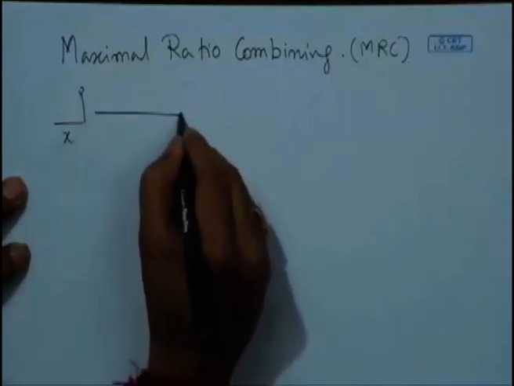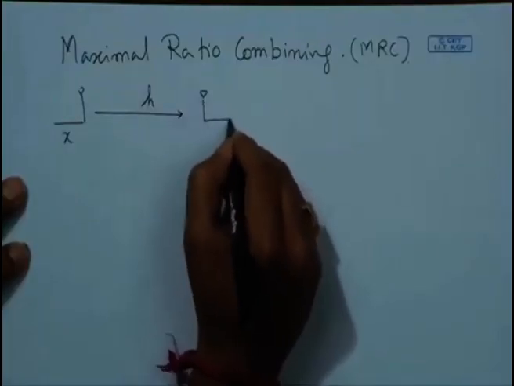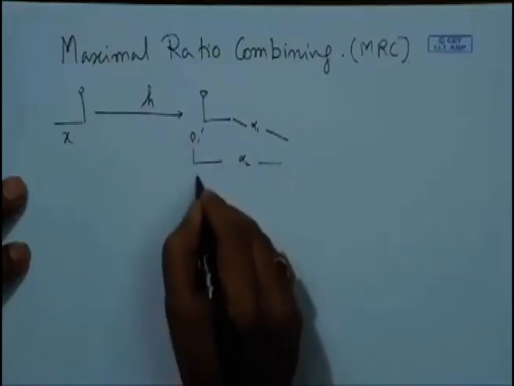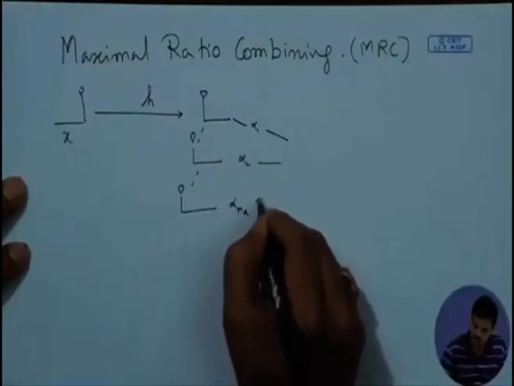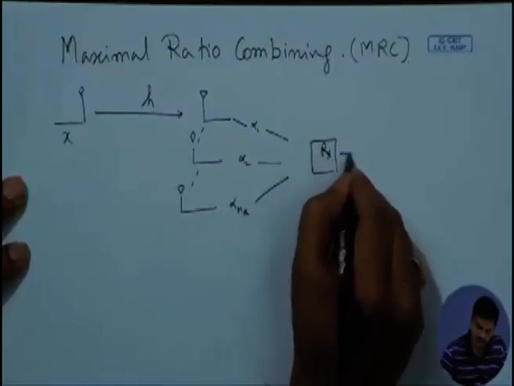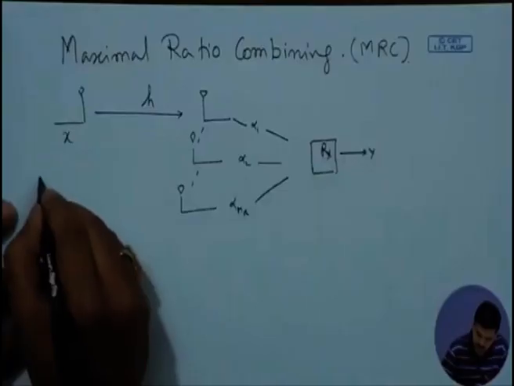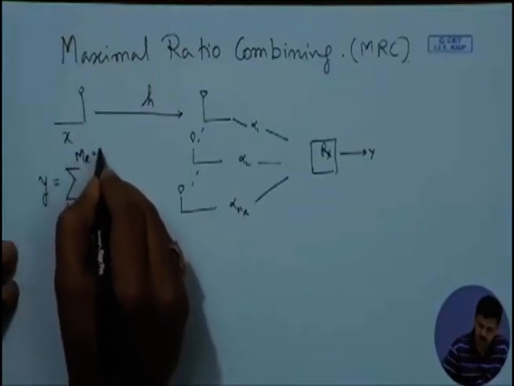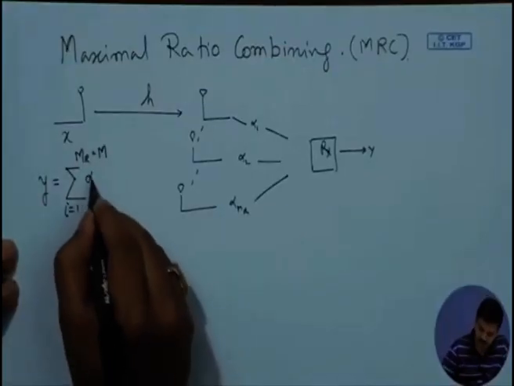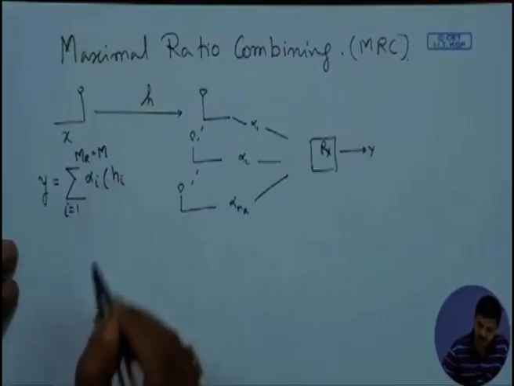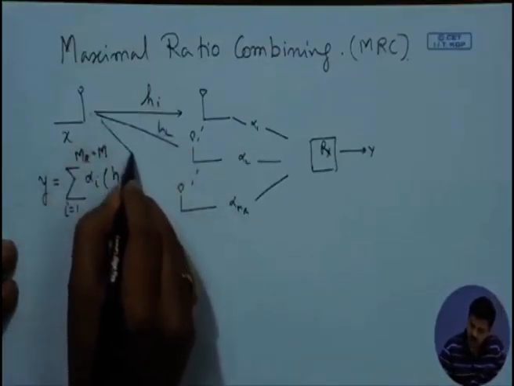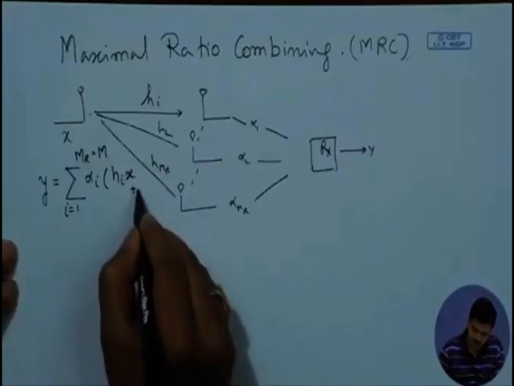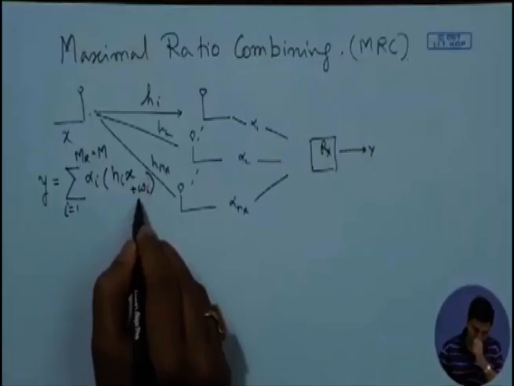Typically in the diagram, X is transmitted over the channel having coefficient H, received through one antenna and weighted by a certain weight factor, the second antenna again weighted by a certain weight factor, and so on up to MR. Then there is some processing at the receiver, and you get the output Y. The output Y can be written as the sum over i equals 1 to MR, or M for simplicity, of alpha i times h i, the ith link, H1, H2, up to HMR, times X, the transmitted signal, plus w i. w i is the noise due to that particular branch.